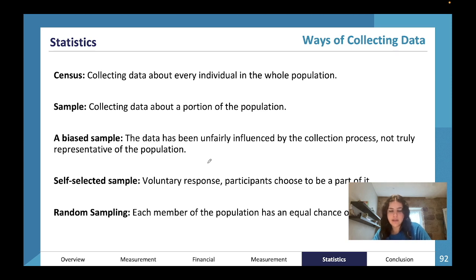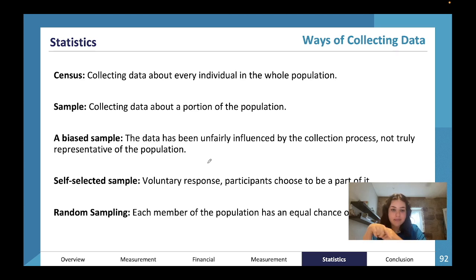A biased sample is data that has been unfairly influenced by the collection process. So it's not truly representative of the population. This might be if you wanted to interview people about how they felt about reality TV, but you only interviewed people who actually like reality TV. Kind of a biased sample. A self-selected sample is a voluntary response. So you choose to be a part of it. It might be fill out this survey about your local parks and it's just posted online and anyone can fill it out.